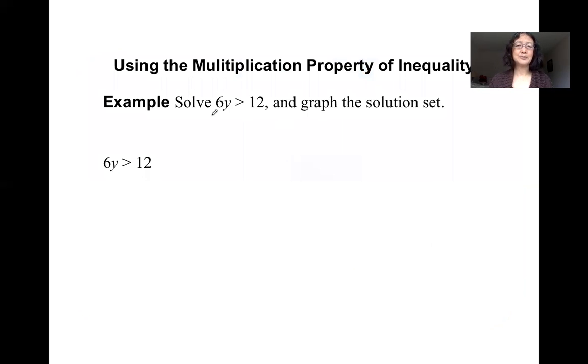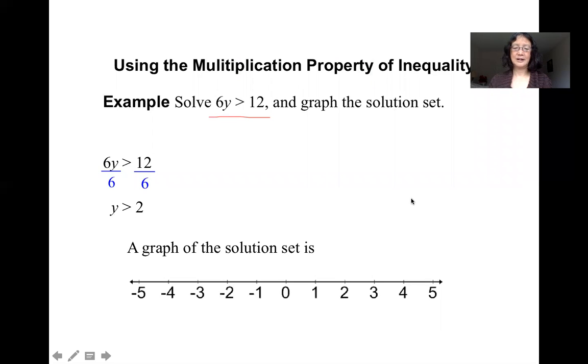Let's look at this example. Solve 6y > 12 and graph the solution set. We divide both sides by 6 and get y > 2. And this is the solution set on the number line, y > 2. By the way, when you have greater than, we use a round bracket. When you have greater than or equal to, we use a square bracket.